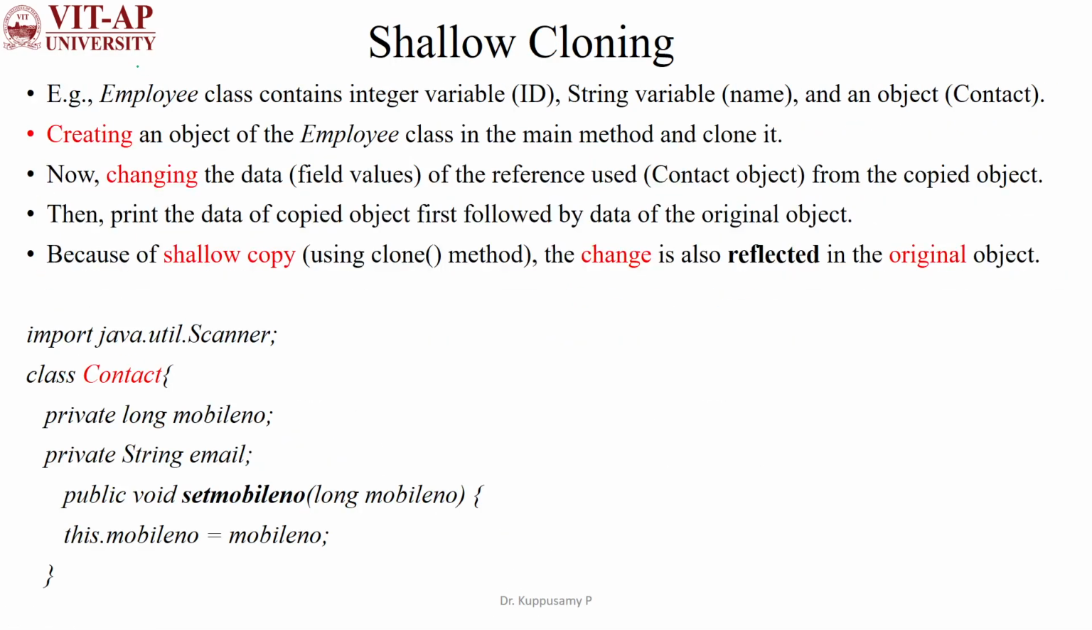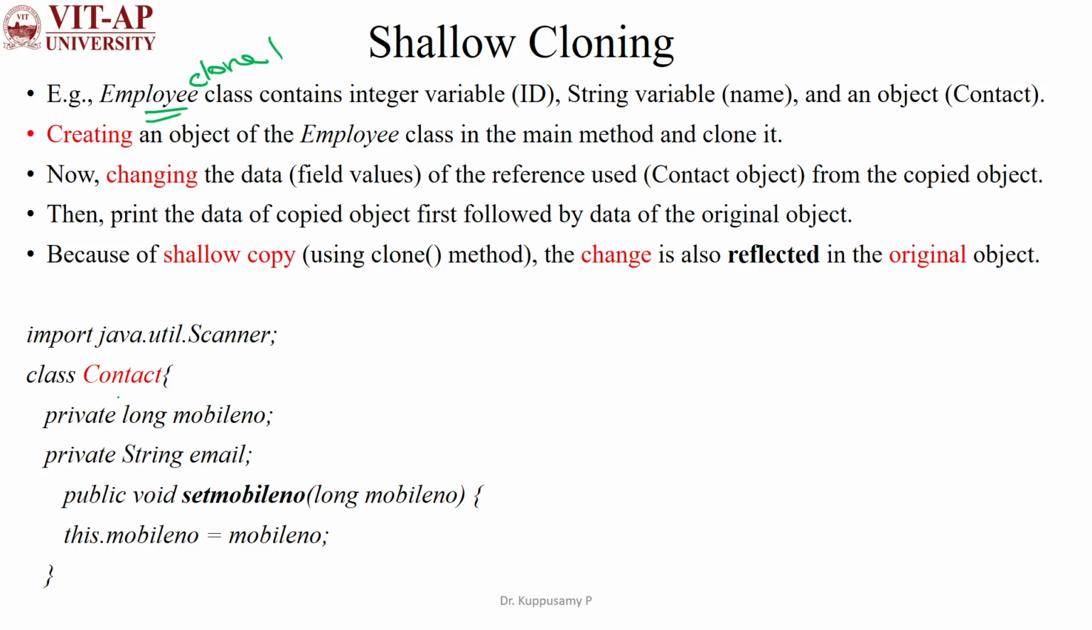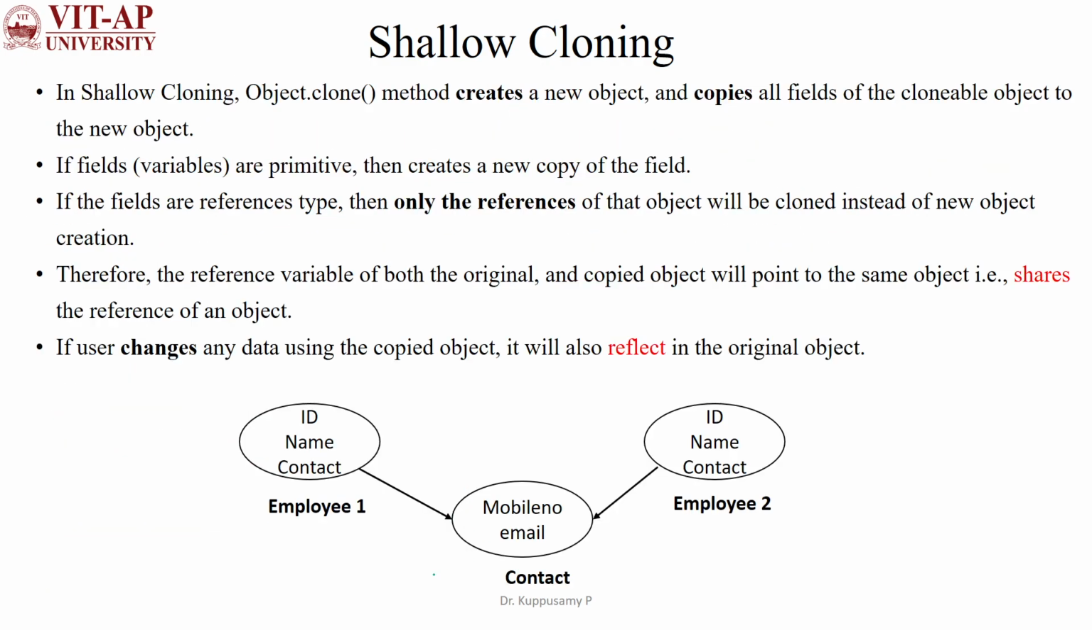Here you see we are going to create a class with the name EmployeeClone1. I am creating that EmployeeClone1 class, which is implementing the Cloneable interface. EmployeeClone1 has the variables name and id, then this object belonging to the class Contact. Here you see the Contact class is created, which has two variables, mobile number and email. Contact is the class, and this is EmployeeClone1, the class name.